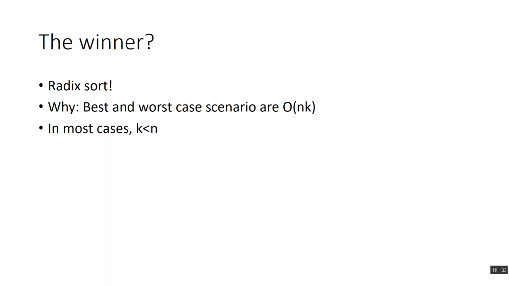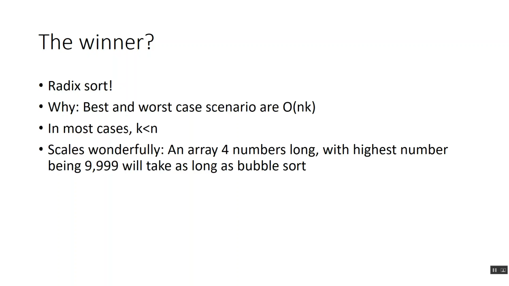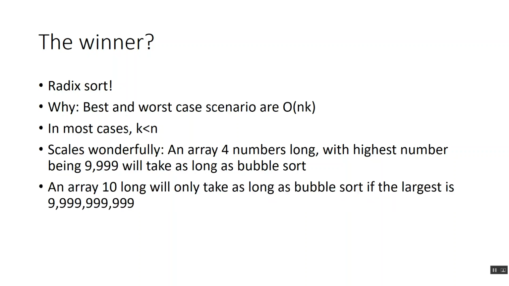But luckily in most cases, k, which is the length of the integer, is less than n. So for example, if we had an array 4 numbers long, with the highest number being 9,999, so the array is 4 long and the highest int is 4 long, then it's just going to take as long as bubble sort. But an array 10 long will only take as long as bubble sort if the largest is 9,999,999,999. However, in that case, we run into an int overflow.